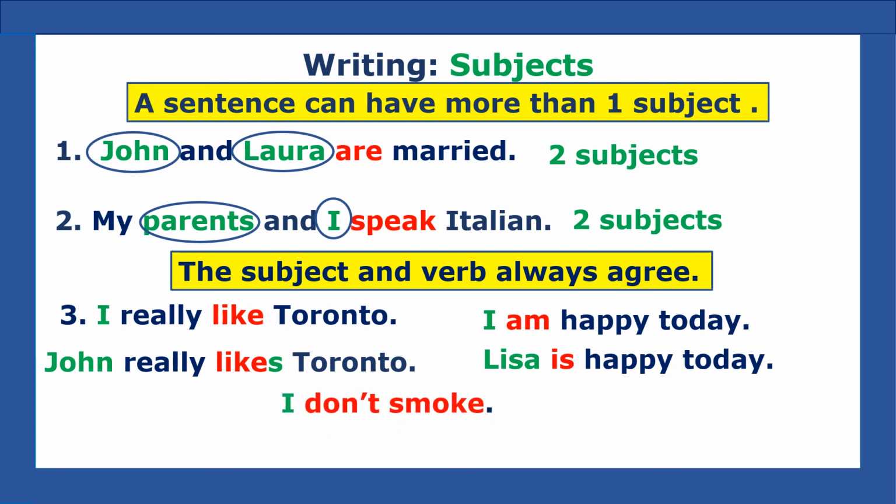I don't smoke. What's the verb? Smoke. What's the helping verb? Don't. What's the subject? I. So with I, we say I don't. But if I want to talk about my boyfriend, do I say my boyfriend don't smoke? No. We say my boyfriend doesn't smoke. So the subject is boyfriend, the helping verb is doesn't. So the subject and verb always agree.